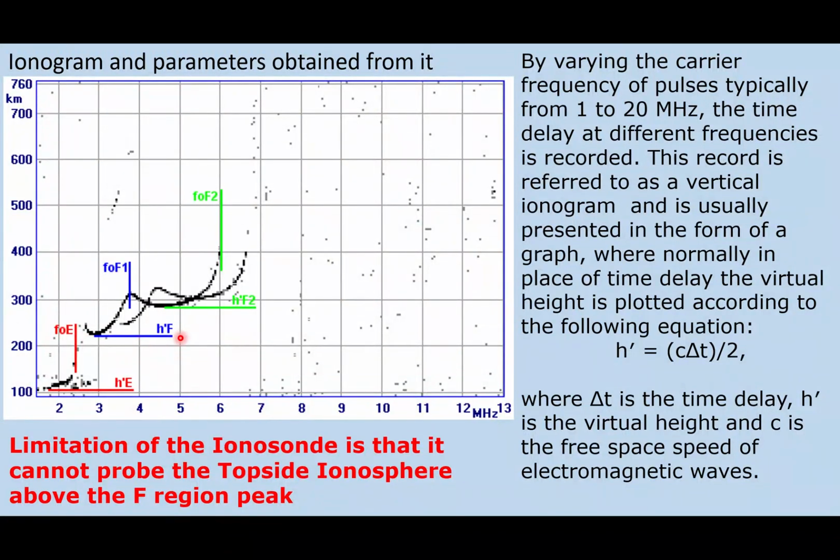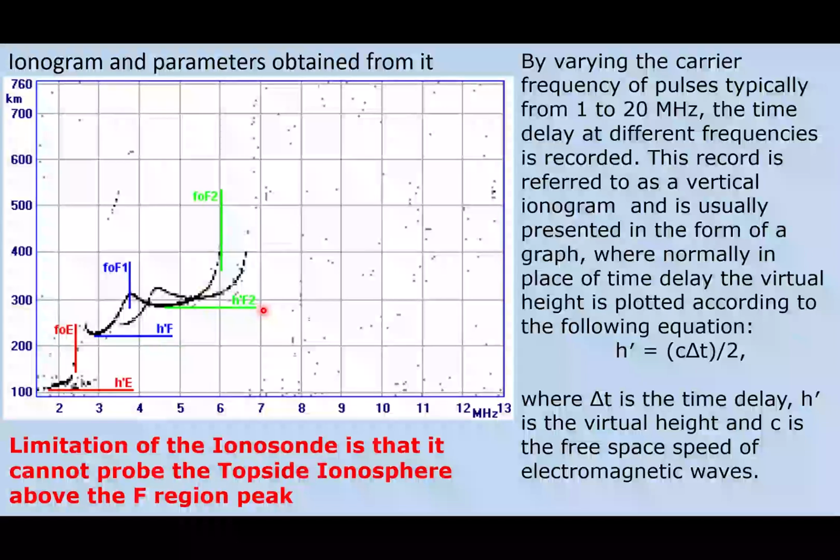The meaning of the critical frequency is that it is the maximum frequency that can be reflected by that particular layer. Similarly, you get a trace corresponding to the F2 layer. So you have foF2, the critical frequency of the F2 layer, and h'F2, the virtual height corresponding to the base of the F2 layer.